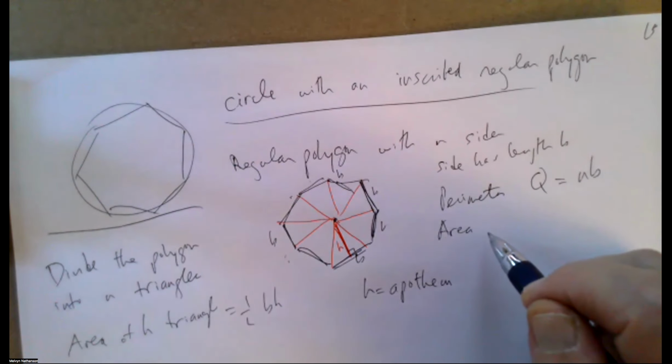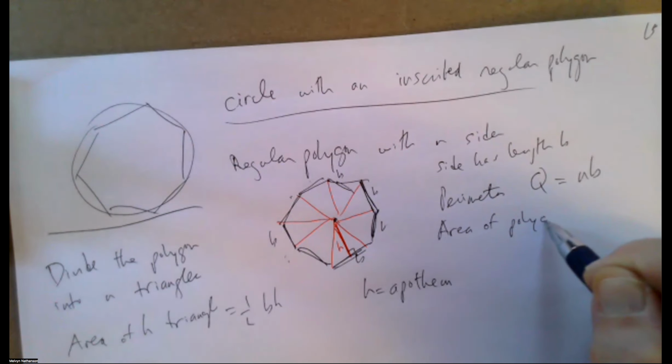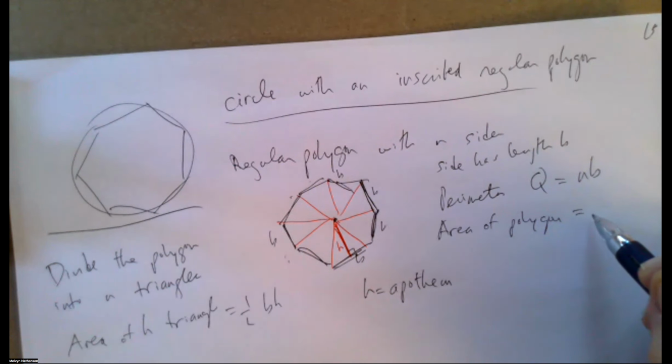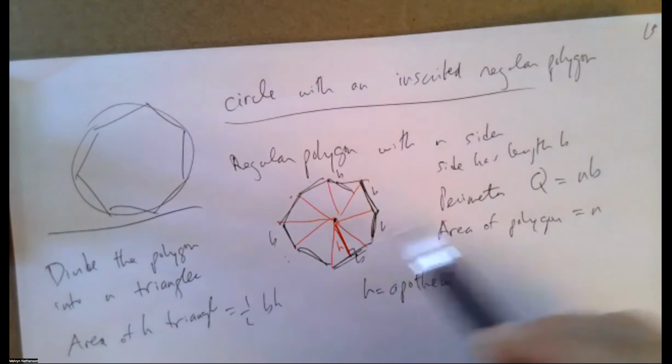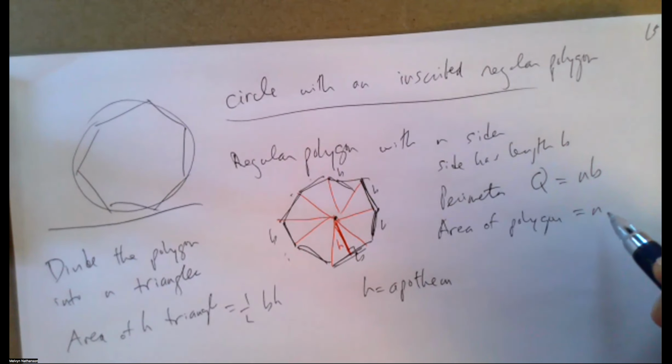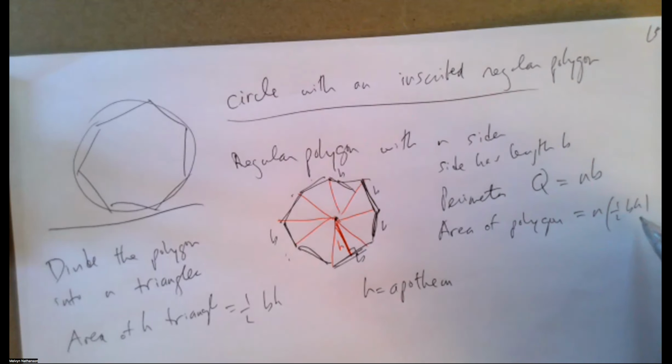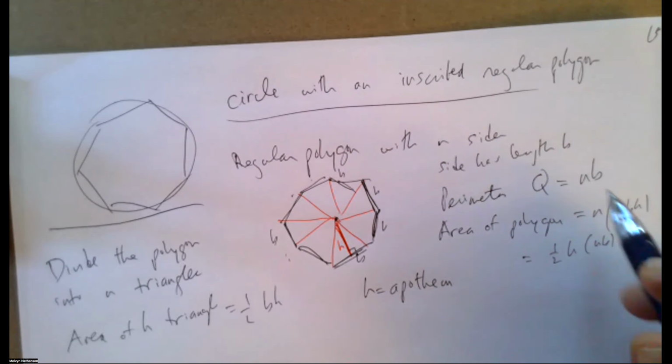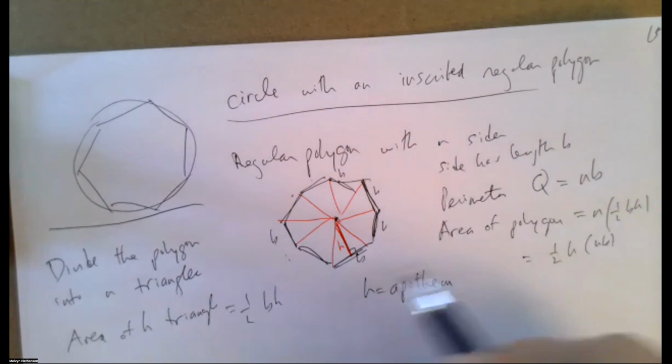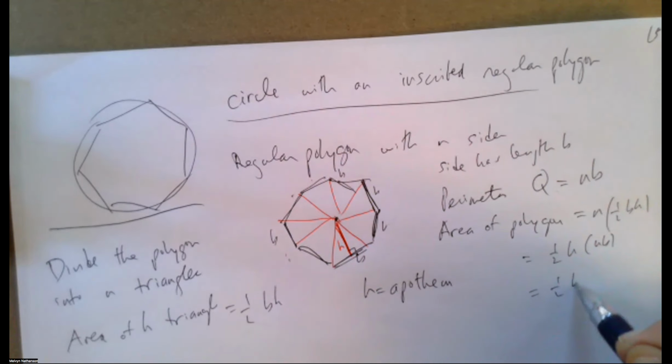So the area of the polygon is going to be n times, the polygon is the sum of n triangles. Each triangle has area a half bh. So n times that is the area of the polygon, which is 1/2 h n times b. n times b is the perimeter of the polygon. So 1/2 h q.